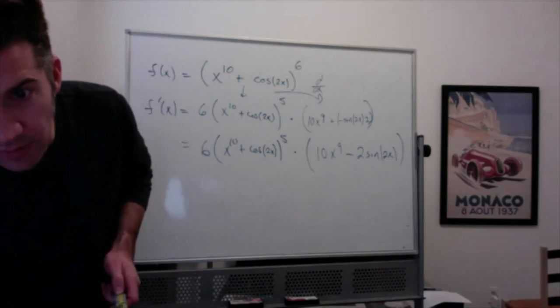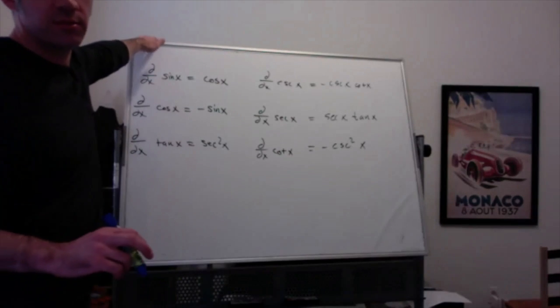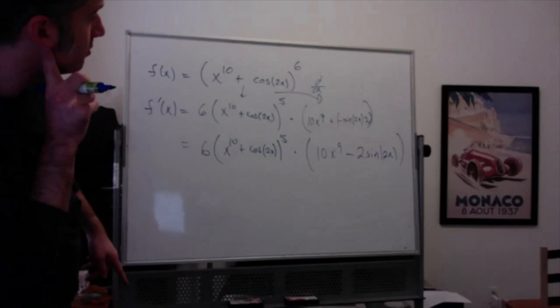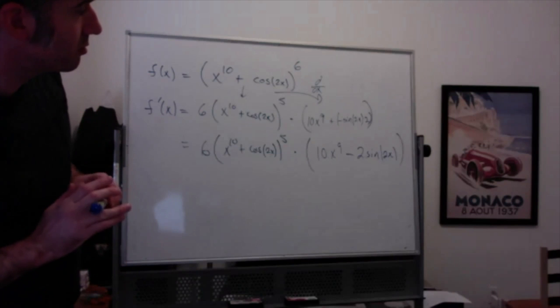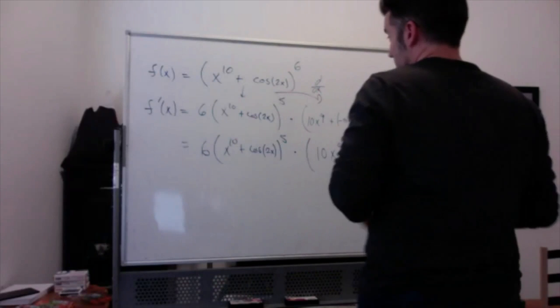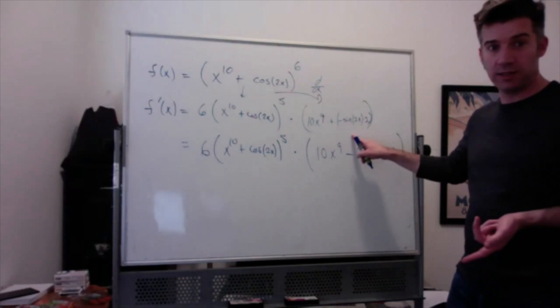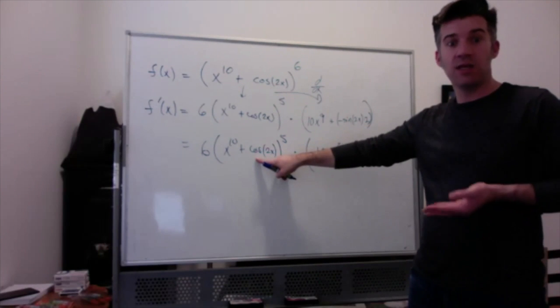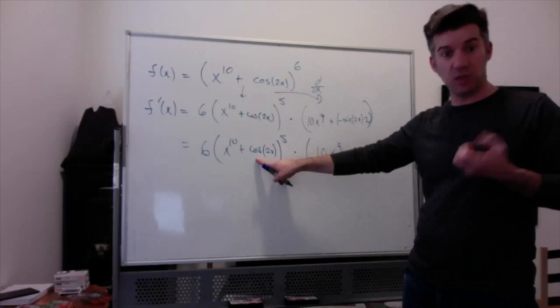Oh, I know what I want to talk about specifically. Wait, why do you have to take the derivative of cosine 2x again? Well, it's not that I took the derivative of it again. I only took its derivative once, right here. So the derivative of cosine of 2x is negative sine of 2x times 2.